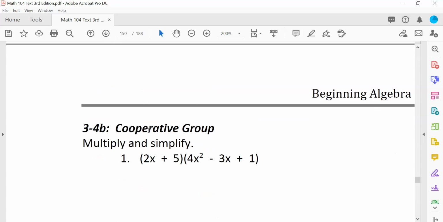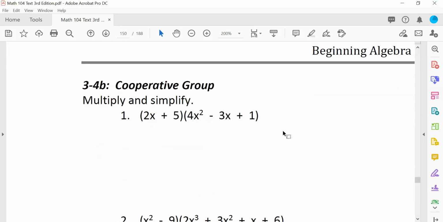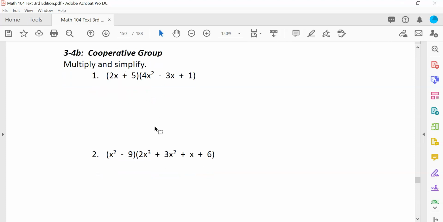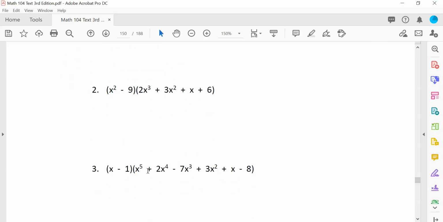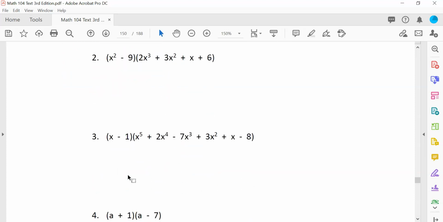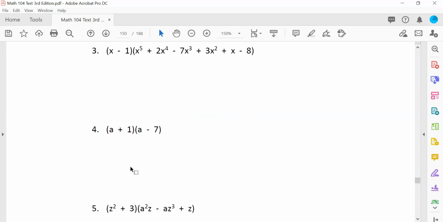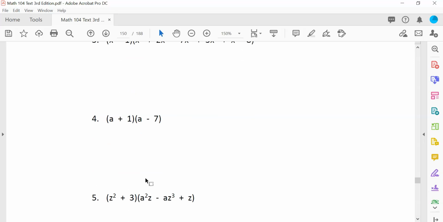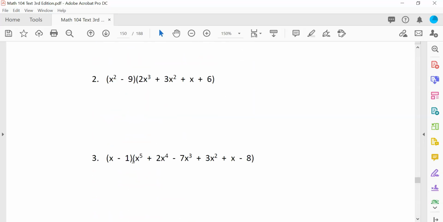So in other words, on page 50, look at those cooperative group problems. Now, as you look at those cooperative group problems, you can see that some of them are going to end up with lots of terms like this. There's a lot of terms there. Some of them, not so many terms. Some of them have multiple variables. Most of them will have one variable.